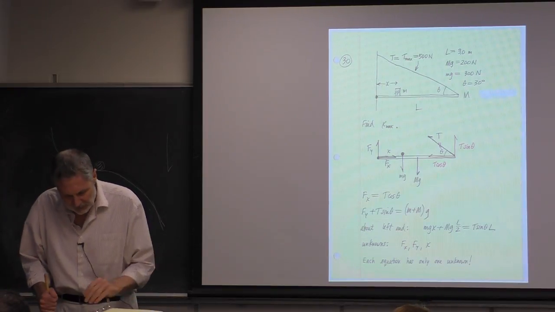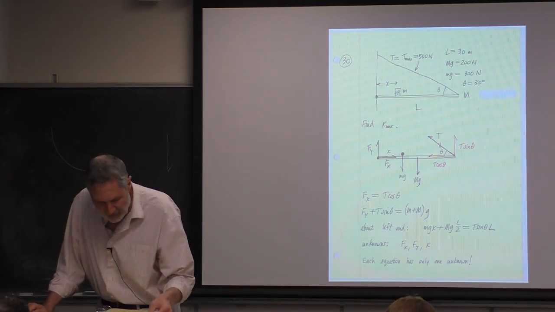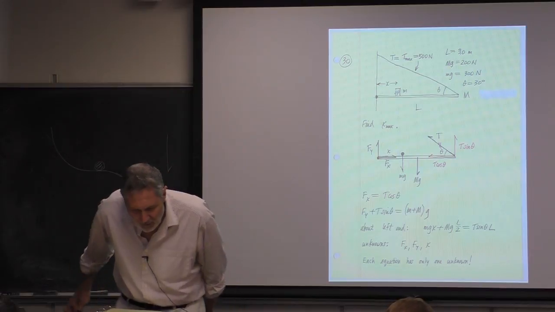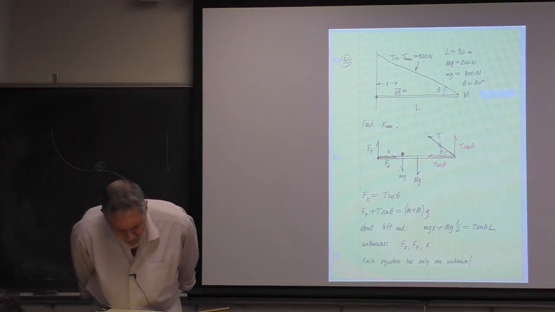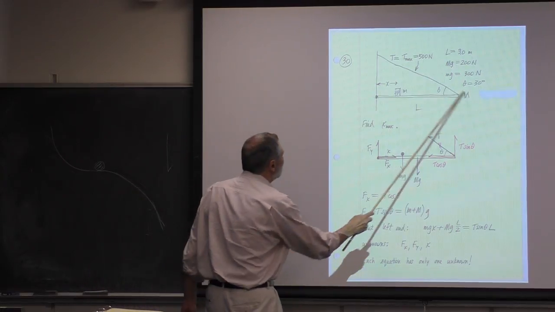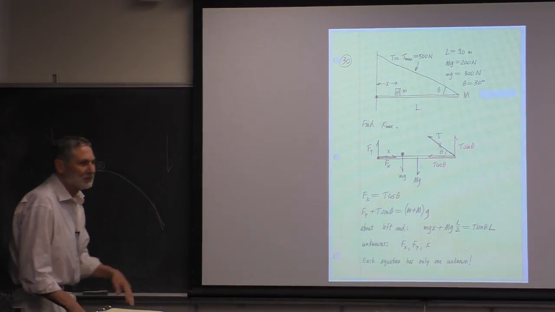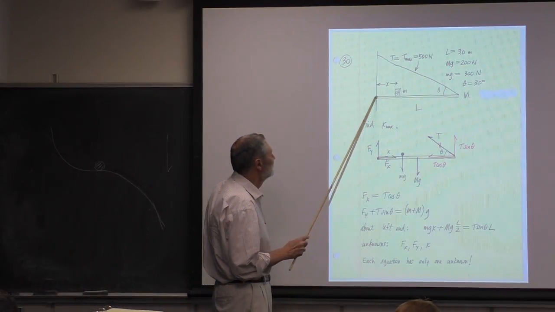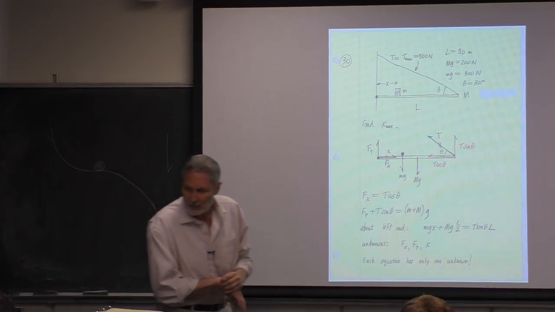Say the next one is 30. Okay, so we have this beam, or bar, that has some mass m, and it's uniform. It's attached here, there's a cable. We've seen problems like this before, and then there's a mass here at some distance x from this point right here. Okay, here are the quantities that we're given.